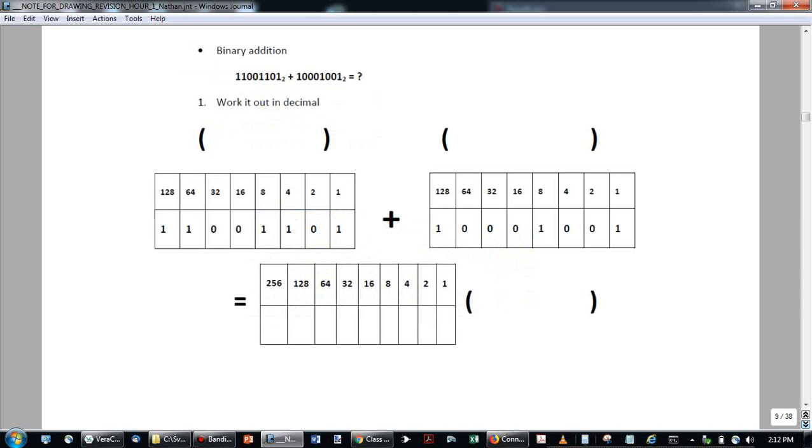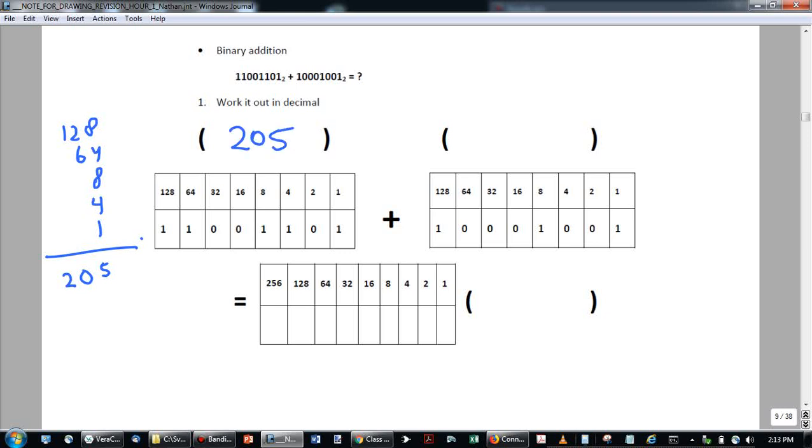Looking at the next thing that we looked at was binary addition. What we're doing is we're going to add two numbers together. First thing you can do, and this is a shortcut, you can work it out in decimal first. You still have to show working, so you're going to have to show how you came up with this. But if you do the computation in decimal, what's this number here? It's 128 plus 64 plus an 8 plus a 4 plus a 1. So you add those up, what do you get? 205 it looks like.